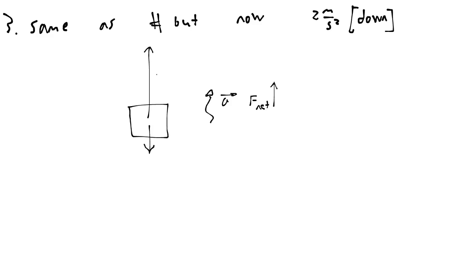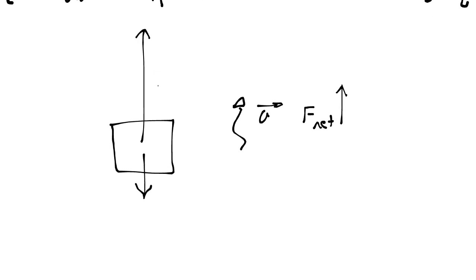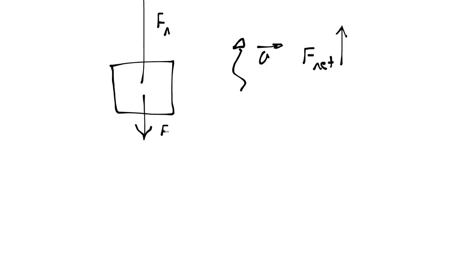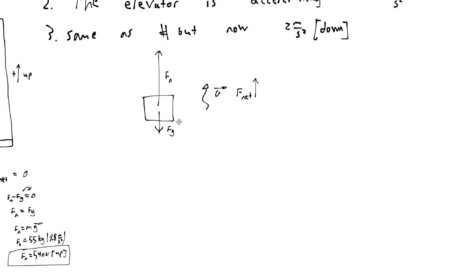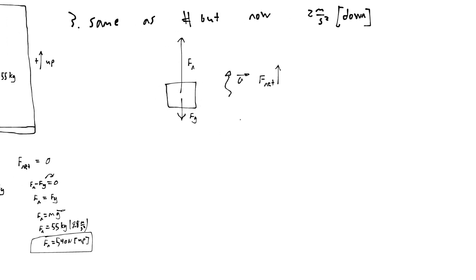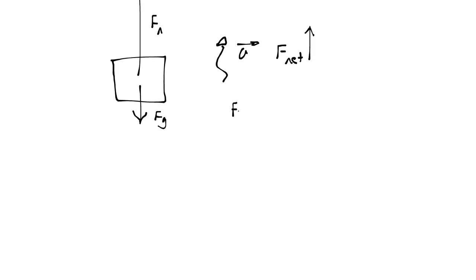There's only one force that's going up. It's force of normal, right? And force of gravity is going to be the same thing it was last time. So force of gravity is just equal to that. Force of normal has to be more than force of gravity. So I'm just going to write that in: force of normal is more than force of gravity.